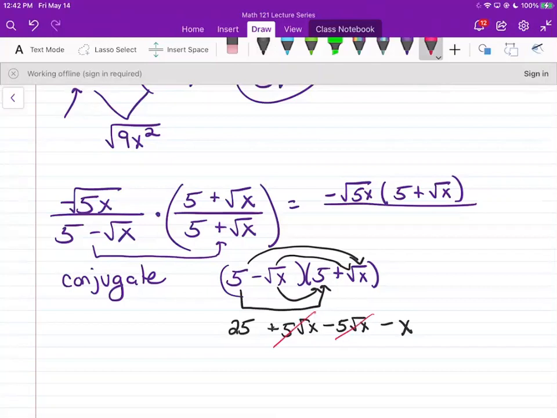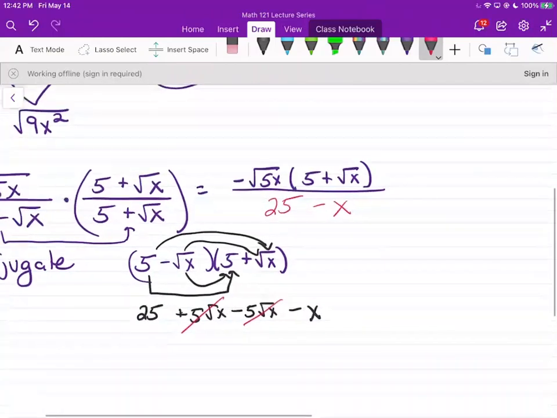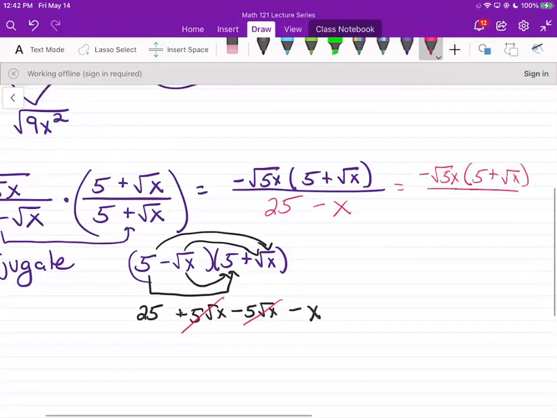So when you are multiplying something by its conjugate, you only need to do the first terms and the last terms. So our final answer here is the negative square root of 5x times 5 plus the square root of x over 25 minus x squared. There's nothing that we can cancel because there's nothing that all the terms share, so we are indeed done.